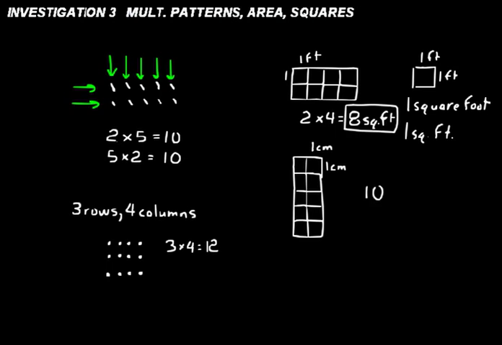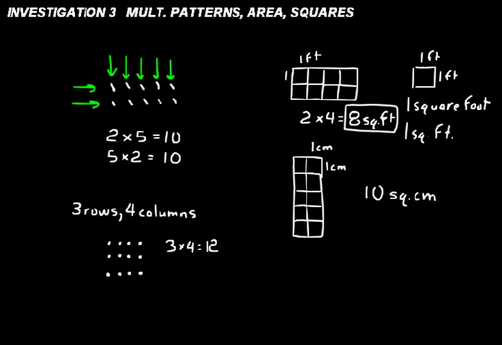10 tiles, 10 square centimeters. Since that's broken up into squares or square centimeters, there's 10 of them. 10 square centimeters. That's the area of that rectangle. If that was a rectangular surface and we wanted to cover it with 1 centimeter by 1 centimeter tiles, it would take 10 of those tiles, or 10 square centimeters worth of tiles, to fill that area.